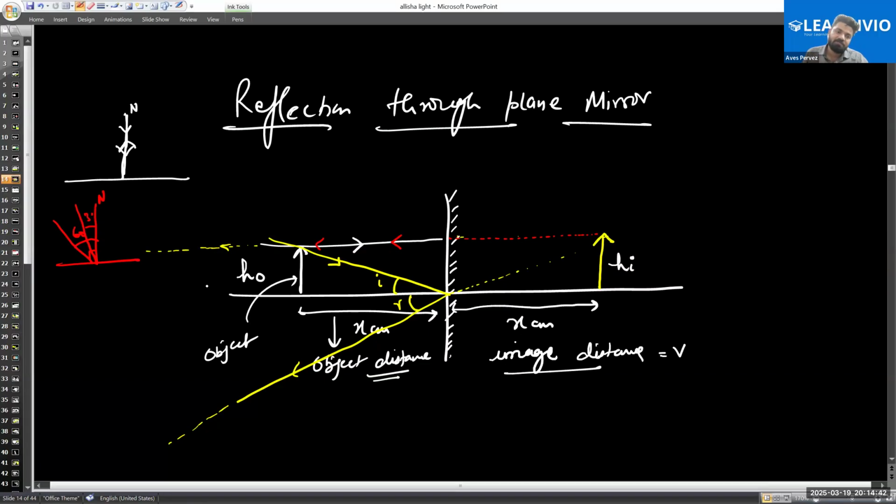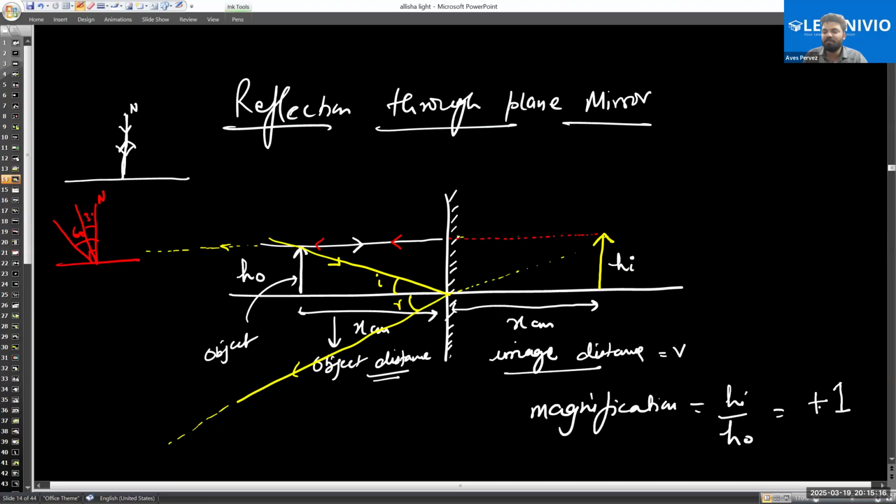Secondly, the height of the image is going to be equal to the height of the object. When the height of the object is equal to the height of the image, we call its magnification 1, because magnification is height of image upon height of object. So if it is 5 centimeters and 5 centimeters, it will give you 1. So it forms an image of magnification 1.